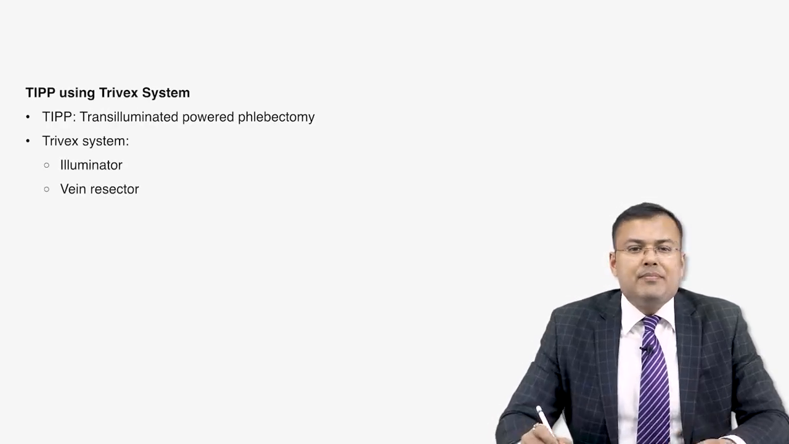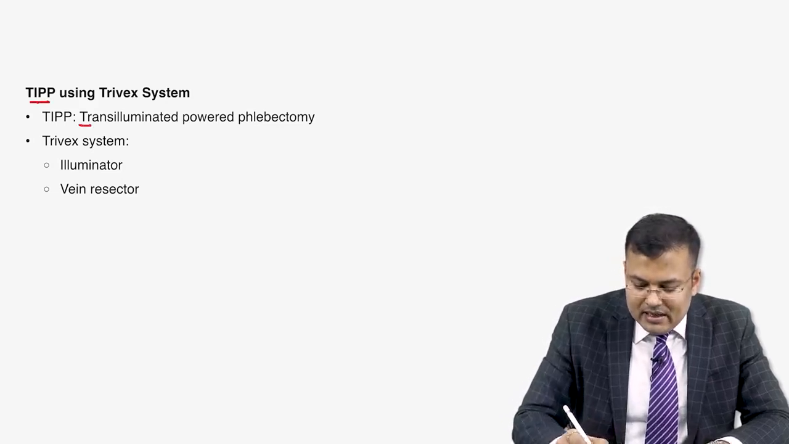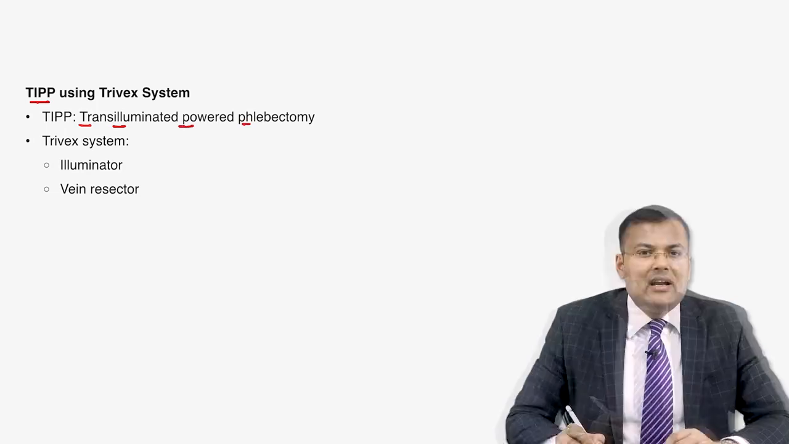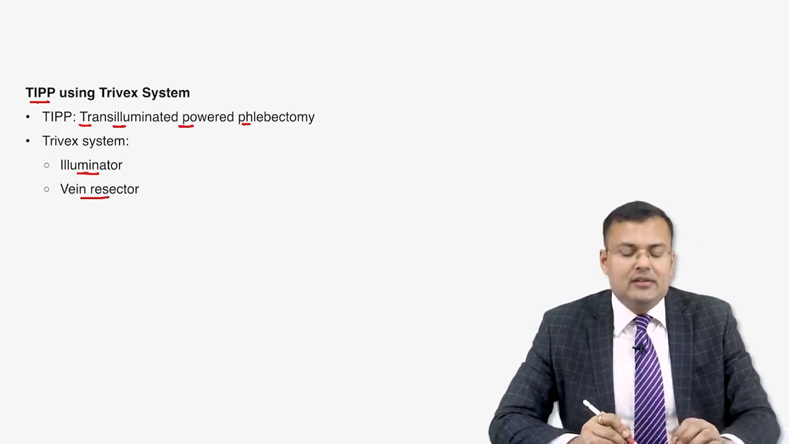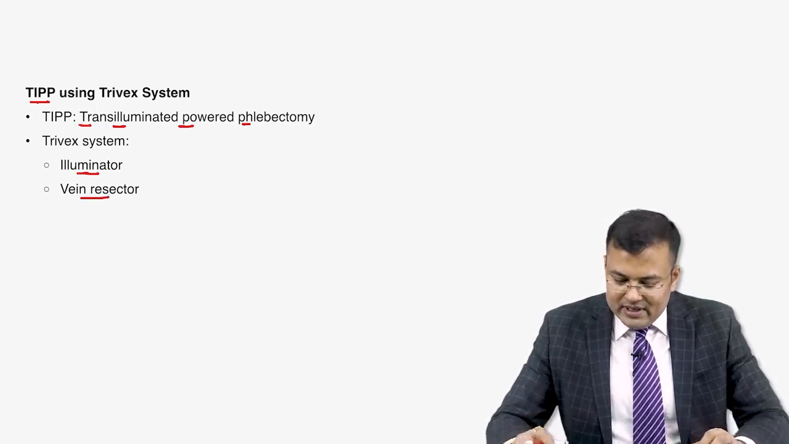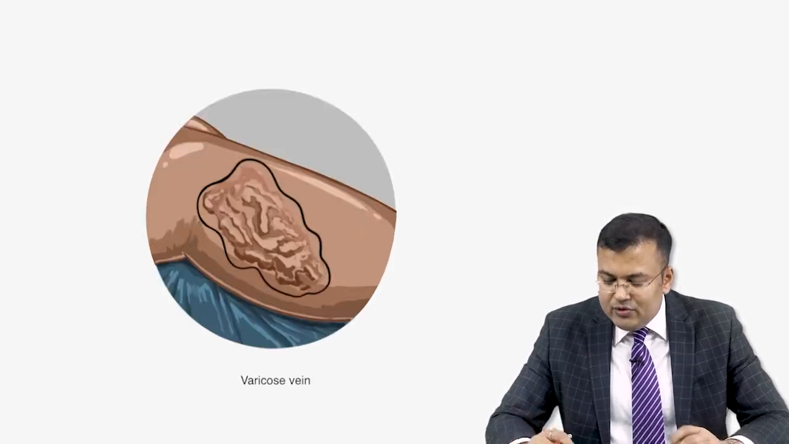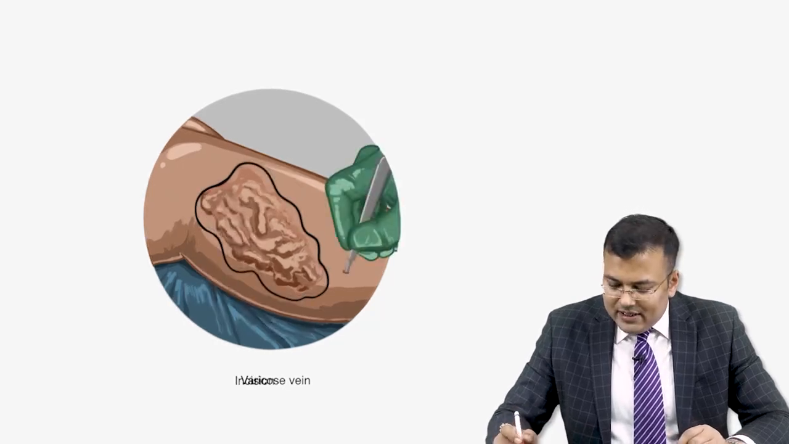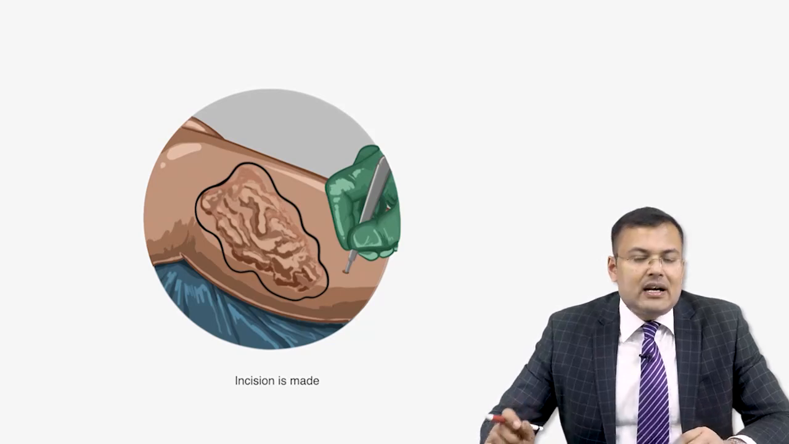Next treatment option is TIP using the Trivex system. First, tell me the full form of TIP. TIP is trans-illuminated powered phlebectomy. And the Trivex system uses an illuminator and a vein resector. So what you do first, in this image you can notice that first we give the incision. You can notice the varicose vein. After that, an incision is given, and then an irrigated trans-illuminator.